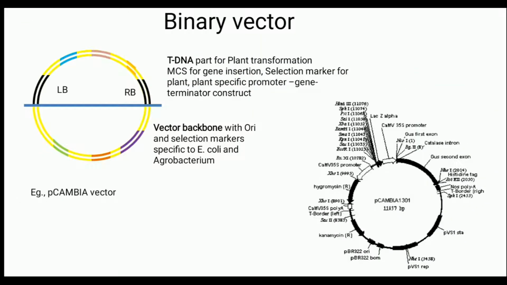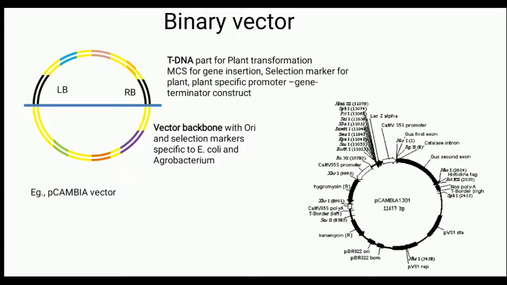Now we will see about the feature of the binary vector, why we call it a binary vector. Agrobacterium mediated transformation vectors are called binary vectors. The example is pCAMBIA. The reason is it has two portions. One is called the vector backbone with origin of replication region for E. coli and Agrobacterium. It has the selection markers specific to E. coli and Agrobacterium. This will be present here.